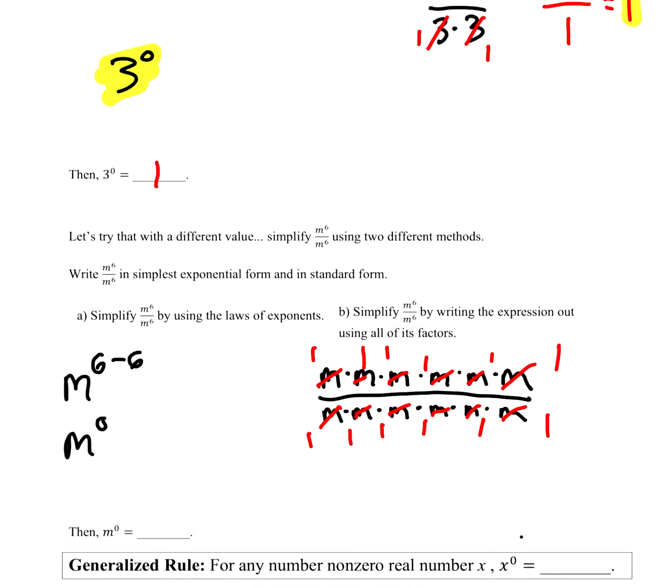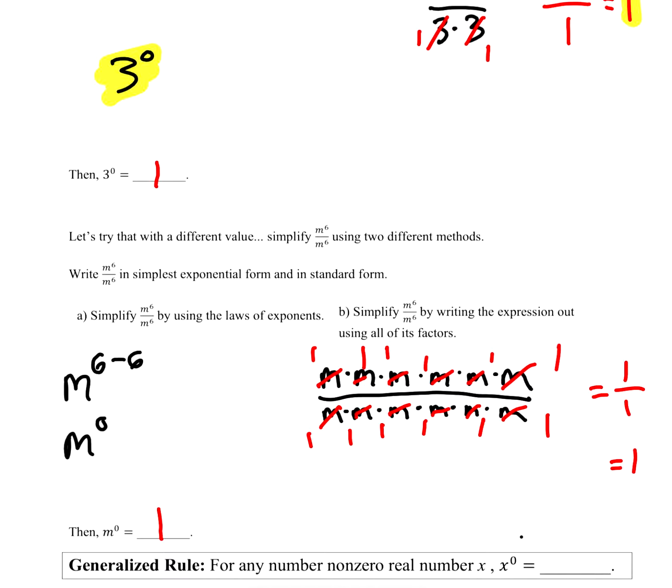So we're just left with on the top 1 times 1 times 1 times 1 times 1 times 1, which is 1. Same thing on the bottom, 1 over 1, which is equal to 1. So for the same reasoning, if m to the 6 divided by m to the 6th, we got m to the 0. But if we do it a different way, we get 1. That means m to the 0 is equal to 1.